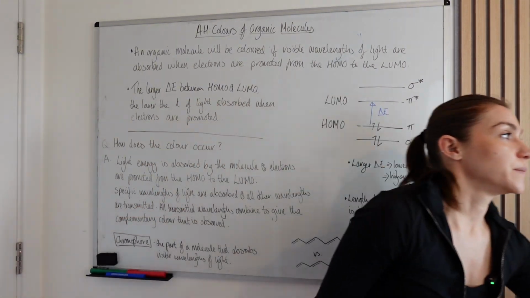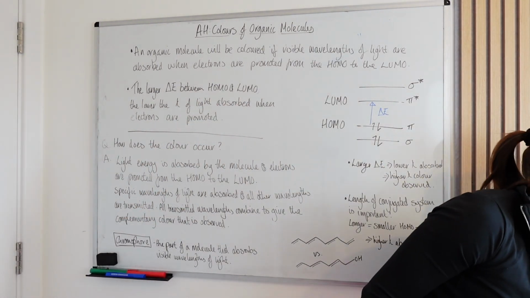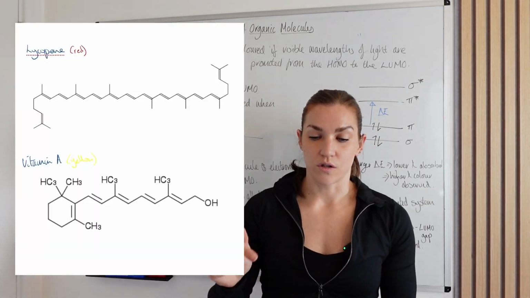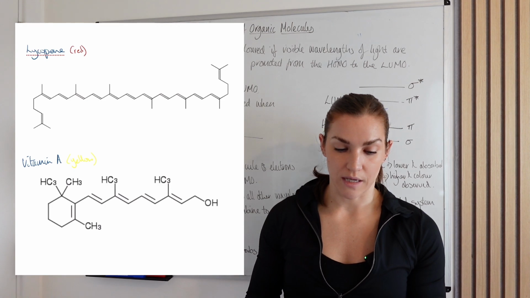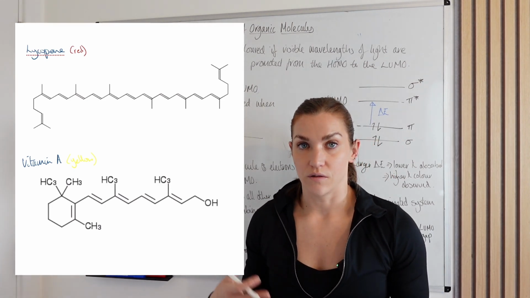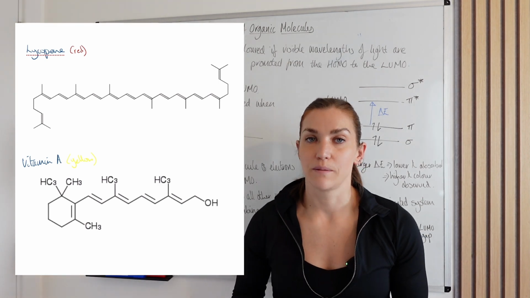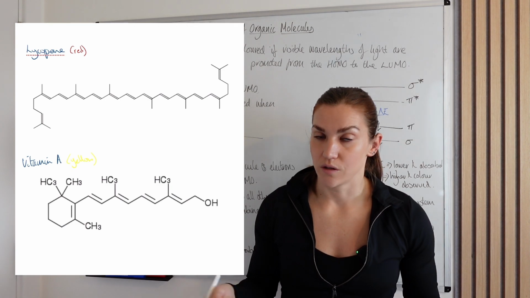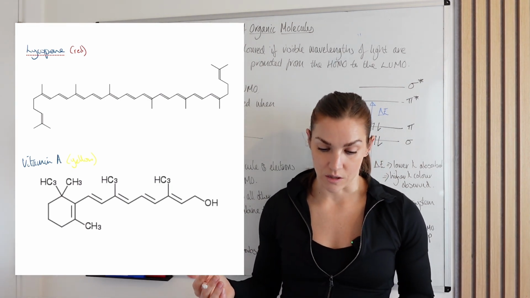If we just look at a couple of examples of molecules here that I've got, I'll put them up on the screen. So we've got 2 molecules here. We've got lycopene and vitamin A. Lycopene is a red colour. If you were to look at anything that contained lycopene, it would have a reddish colour. Vitamin A gives a yellow colour, so anything with vitamin A in it looks a bit yellowish.